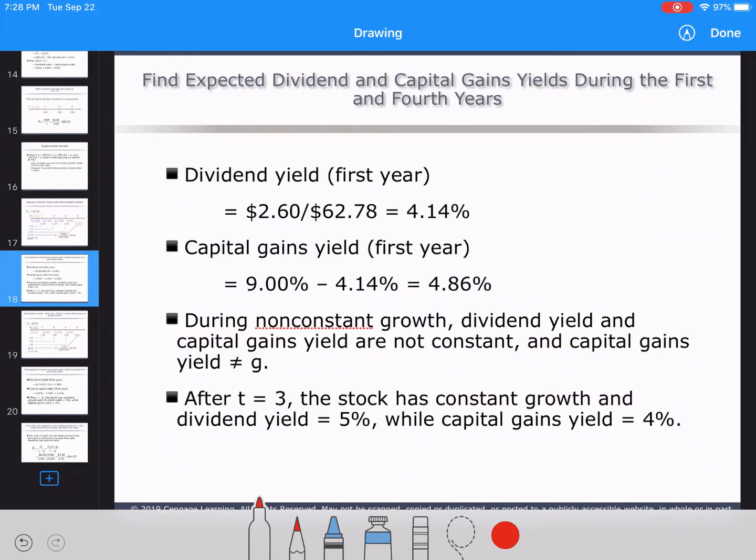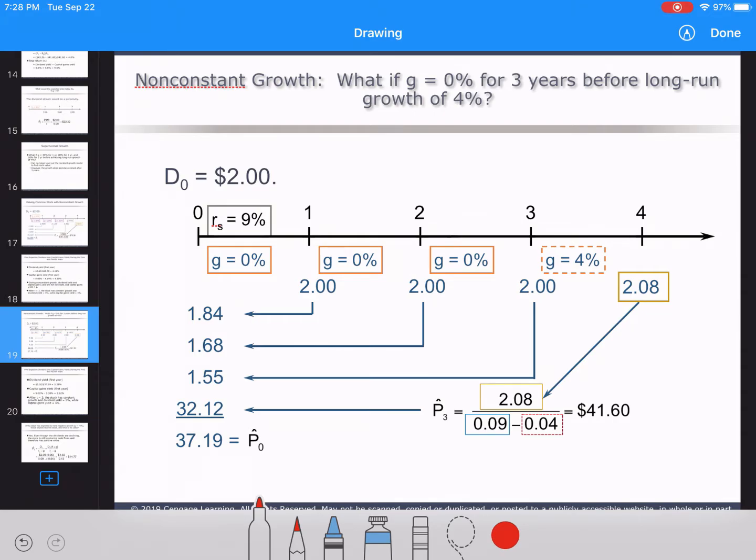And then, whenever you say G is equal to 0 for 3 years before long run growth, here are the growth. All are equal to the same, 2, 2, 2, and then constant growth at 2.08. Again, the same stuff. You bring these into here, discounted 1 year. This is discounted 2 years, 3 years, and then you get P hat 3, again discounted back.